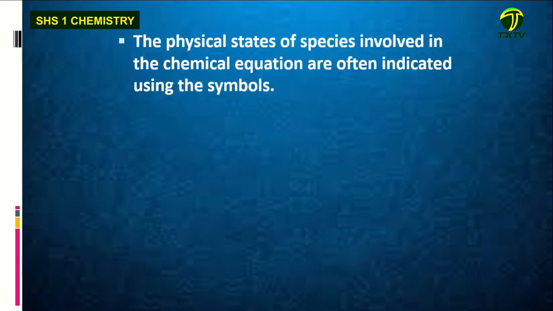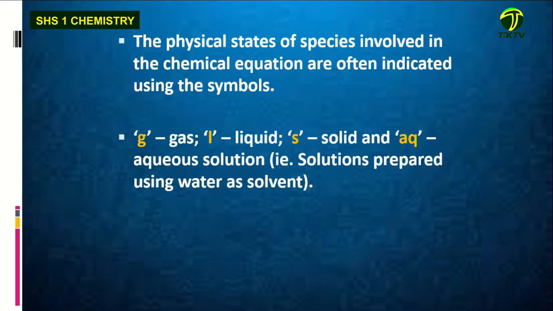Now, anytime we write a chemical equation, the physical states of the species involved in the chemical reaction are often indicated using symbols. Whenever we see G, it means that the substance is a gas, or it is in the gaseous state. If you see L, the substance is a liquid, or it is in the liquid state. If you see S, the substance is solid, or some say crystal. If you see AQ, it is aqueous, that is, a solution prepared using water as the solvent.